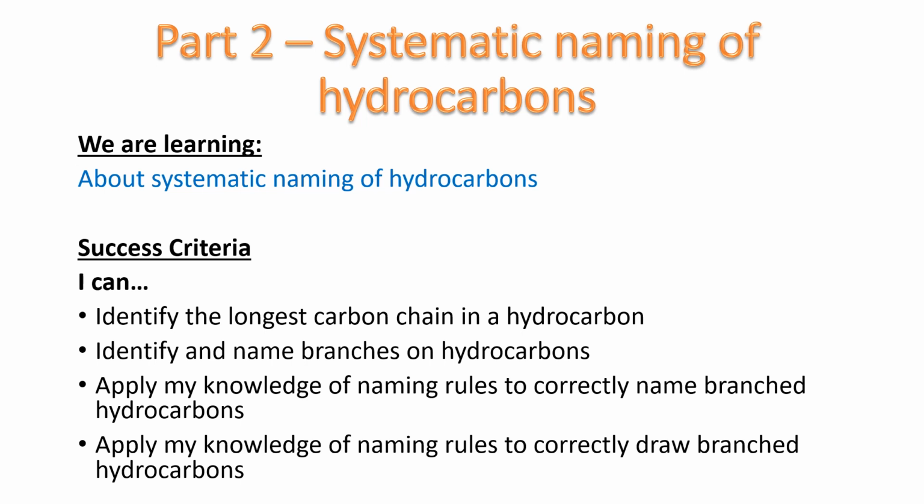Okay, on to part 2. So this is systematic naming of hydrocarbons is what we're learning about here. And by the end of this part, we should be able to identify the longest carbon chain in a hydrocarbon, identify and name branches on hydrocarbons, apply our knowledge of naming rules to correctly name branched hydrocarbons, and also apply our knowledge of naming rules to correctly draw branched hydrocarbons.